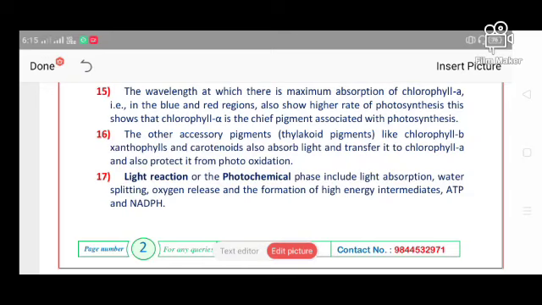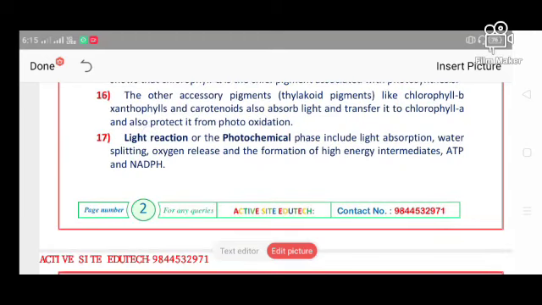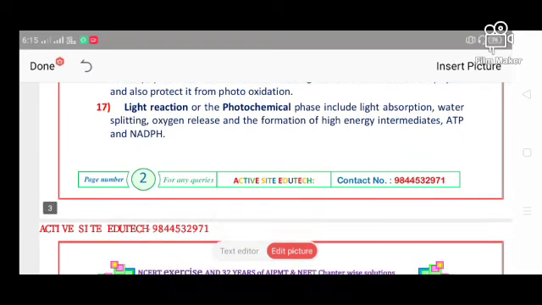Okay, so the light reaction or the photochemical phase includes light absorption, water splitting, oxygen release, and the formation of high energy intermediates, ATP and NADPH. So in the light reaction, what happens? It is a photochemical reaction which includes light absorption. So here the light is absorbed from the sunlight, and there is water splitting. Here the water is split into H plus ion and OH minus ion, and oxygen is released. That means oxygen is a byproduct, and the high energy intermediates, that means ATP and NADPH, are produced.